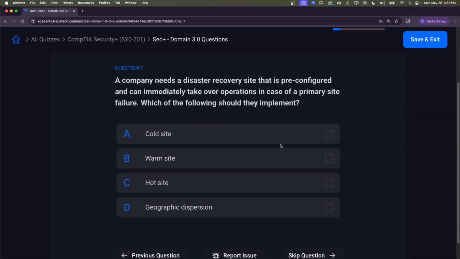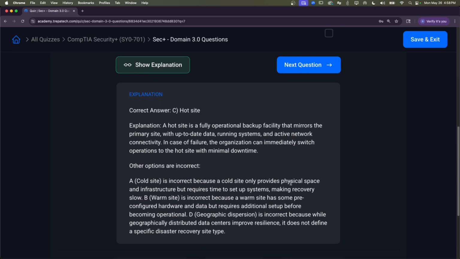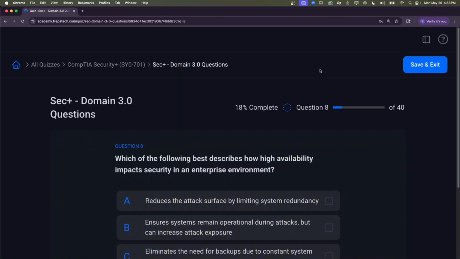All right, question 7. A company needs a disaster recovery site that is pre-configured and can immediately take over operations in case of primary site failure. Which of the following should they implement? It's easy, right? Immediate takeover, that's a hot site. That is a hot site. Hot site's fully operational. Pause the video if you'd like to read the explanation.